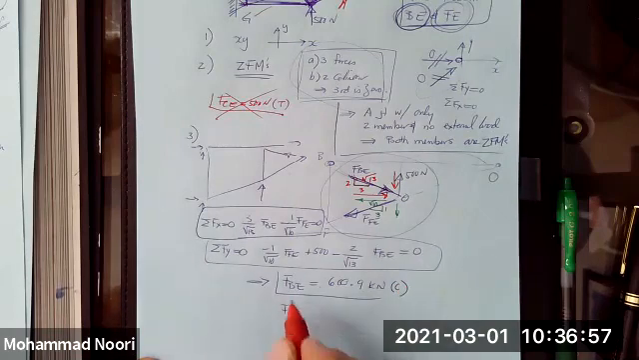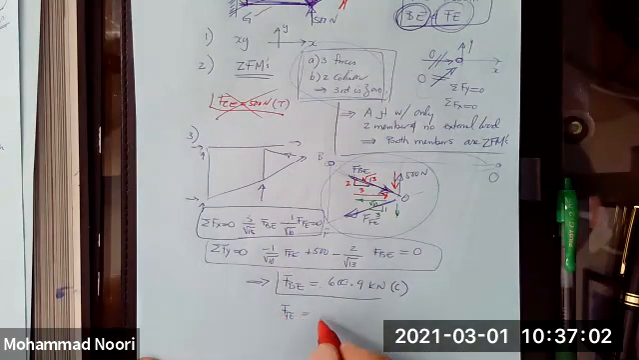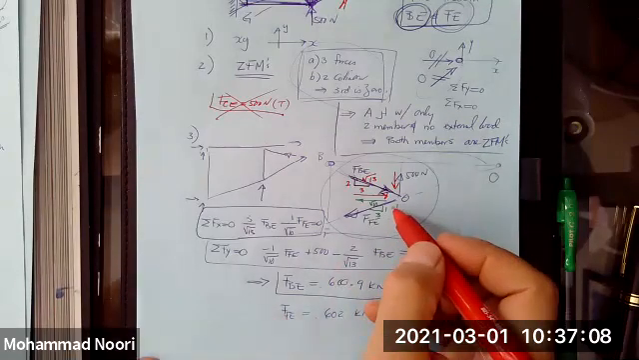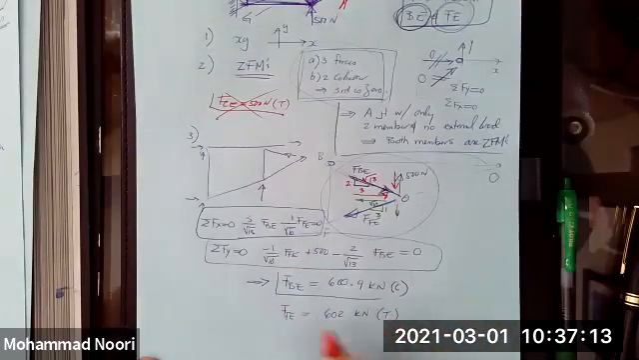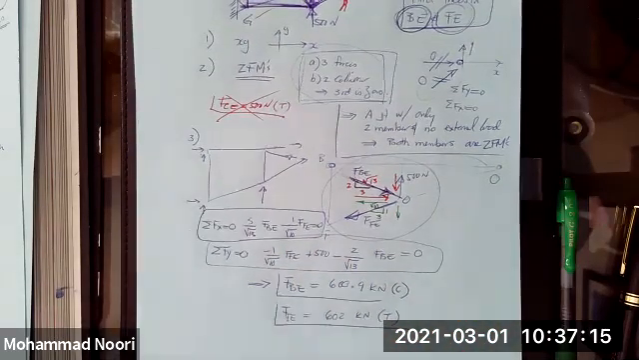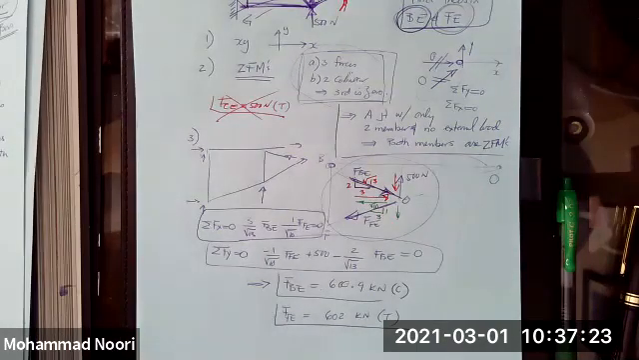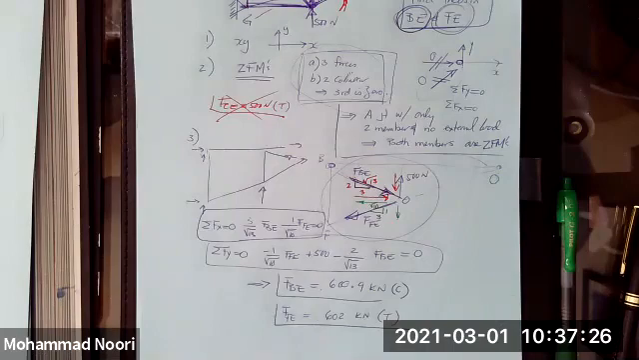Force of FE from this equation comes out to be 602, again positive. So the force is moving away from the joint, so this is in tension. Any questions? No? All right, so let's move on.